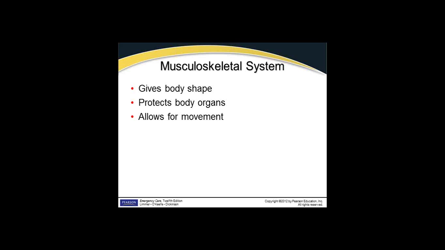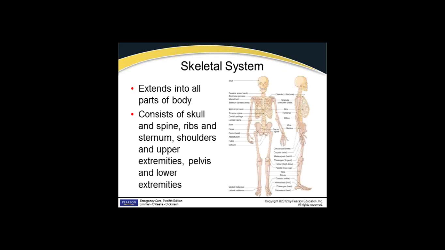The use of the musculoskeletal system creates heat, so it helps to keep the body warm. It also works as a padding or insulating system to keep some of that heat in. To break it down, the skeletal system extends into basically all parts of the body. It consists of the skull, the spine, the ribs, the sternum, the shoulders, the upper extremities, pelvis, and the lower extremities. And as we look at these individual parts, we'll identify some various names.